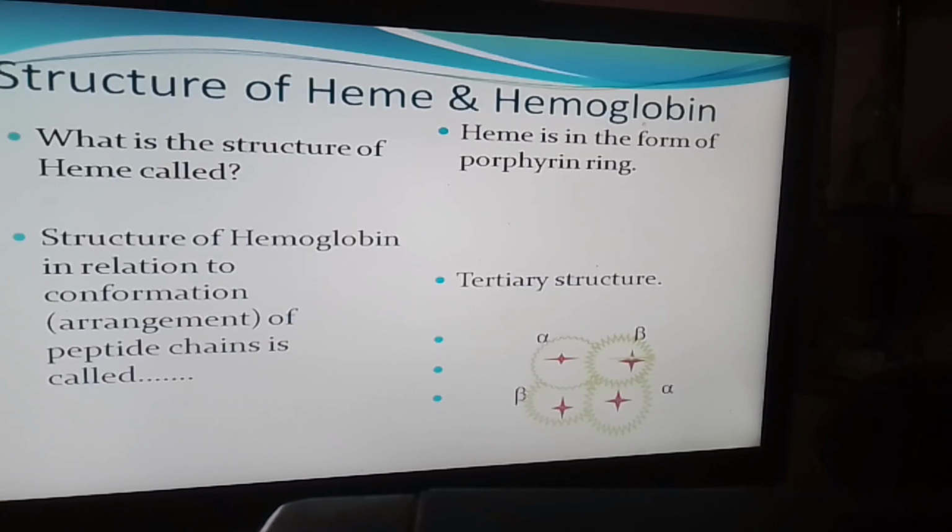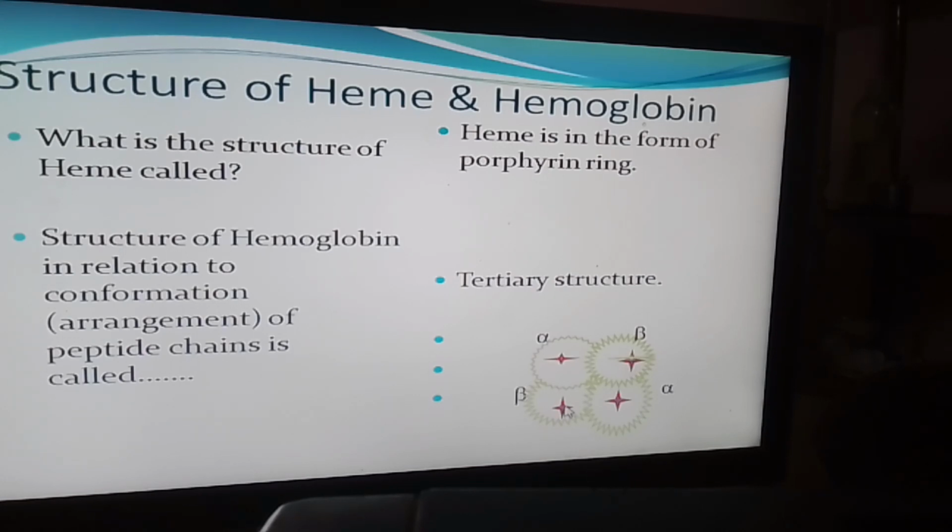Now if you go into the hemoglobin structure, the hemoglobin has heme, that already as we noted, is the porphyrin ring with an iron unit inside. And then globin, that is the protein part of the hemoglobin. Now the protein part is made of 4 chains of amino acids. Of the 4 chains, 2 are alpha chains and 2 are beta chains.